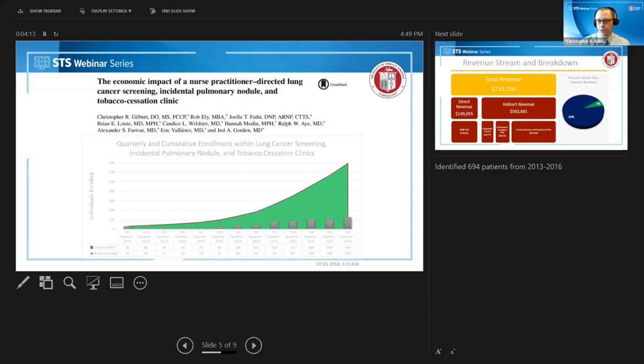You can see the gray bars represent the new patients we got each quarter, and it slowly got a little bit higher. There seemed to be a bit more of a jump in 2015, when insurances were starting to pay more for low dose CTs. Cumulatively over that 3+ year time frame, we had about 700 patients. We then looked at the revenue that came from this program in regards to operations, consults, visits, or anything else we got as a result of patients being enrolled within this program.